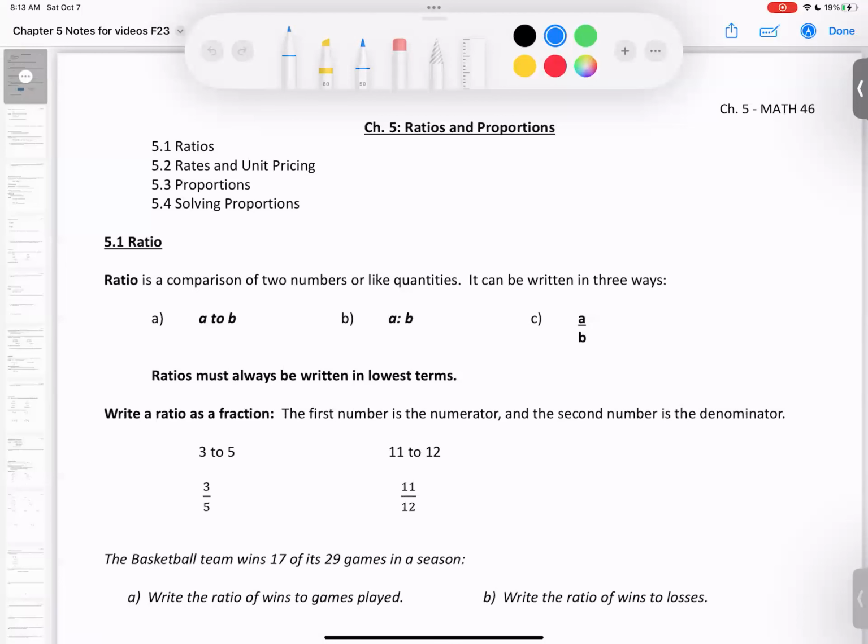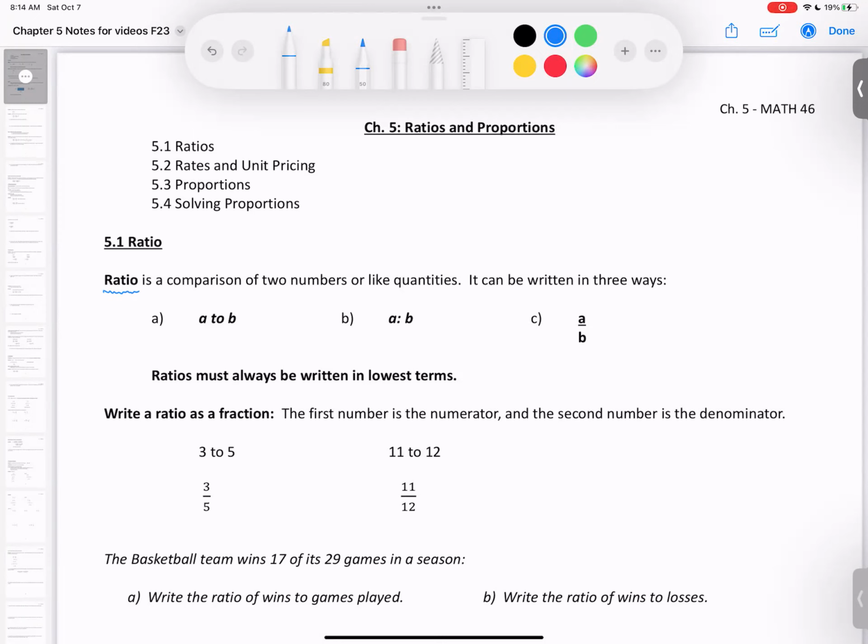Welcome to chapter 5, where we're going to look at ratios and proportions. So a ratio, you may have used these before, especially if you're a sports fan. These are often used for sports statistics. You might use them for something like baking or for diluting chemicals. And so a ratio is a comparison of two numbers or like quantities.